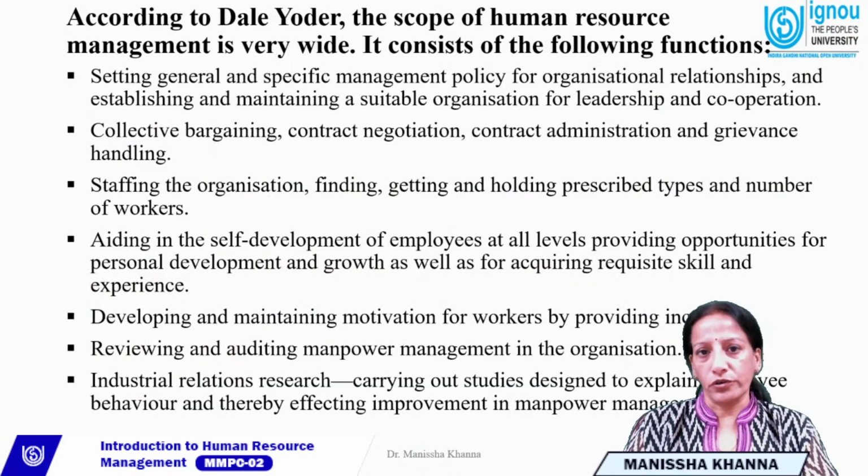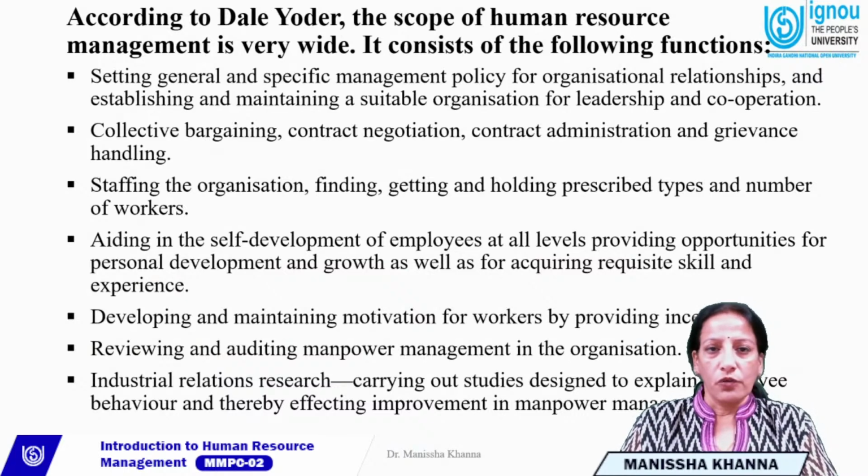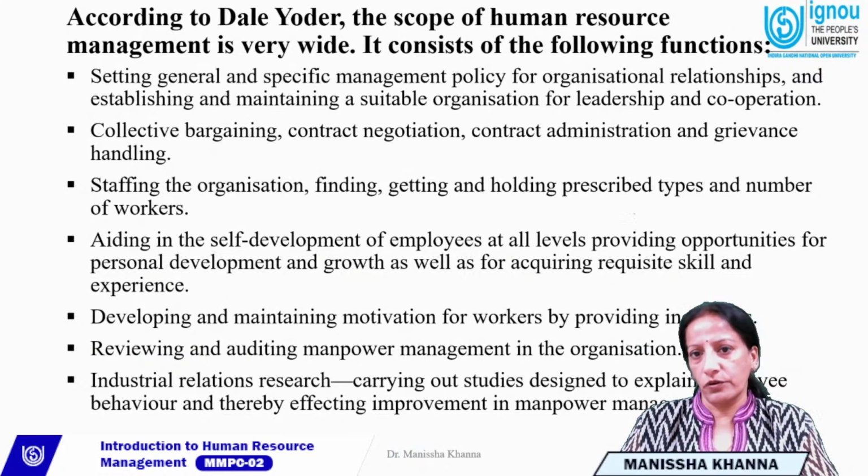According to Dale Yoder, the scope of human resource management is very wide. It consists of the following functions. First, setting a specific management policy for organizational relationships and establishing and maintaining a suitable organization for leadership and cooperation. Second, collective bargaining, contract negotiations, contract administration, and grievance handling among the employees or the union and management.